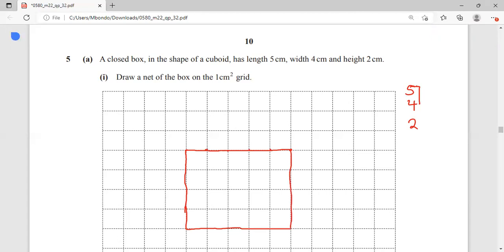Now, remember, we are being told that the height is going to be 2. The height will be 2. This is what is going to be the height, 2 centimeters. So meaning, when we start folding it, so here we are drawing the net. So the 2 is going to be this one. So this side, I will extend it by 2. All right. I'm also going to extend this side by 2. Okay.